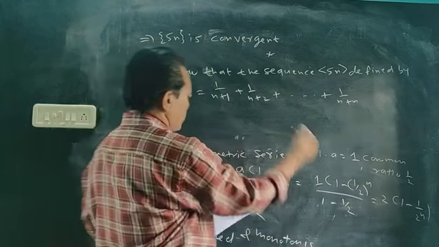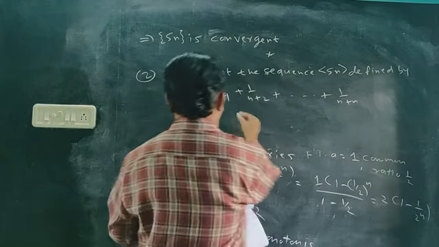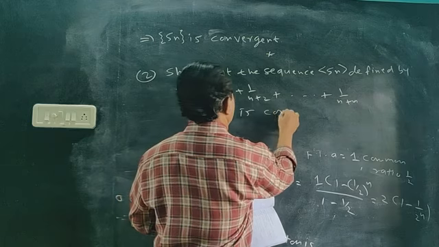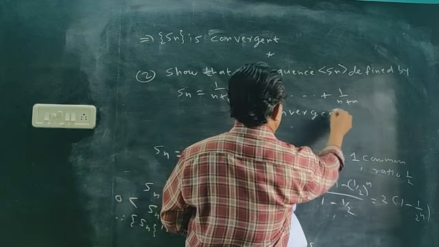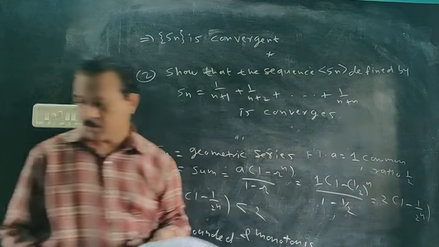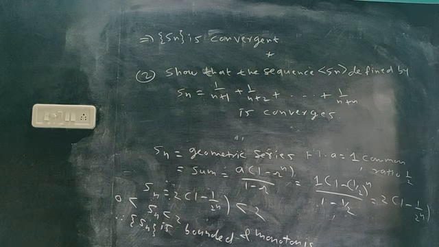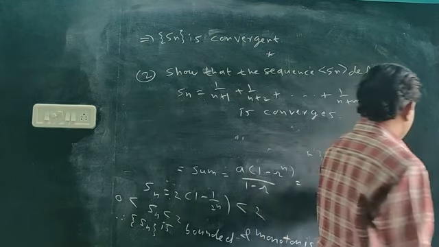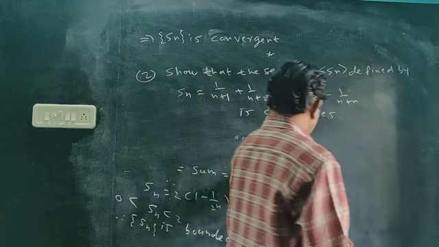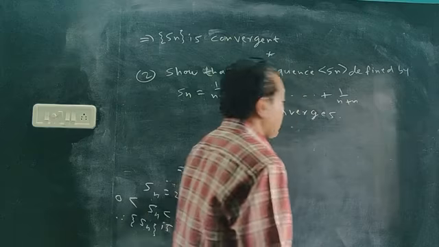n plus 1, n plus 2, n plus 3 and so on. Show that it converges. So the same technique: bounded and monotonic, increasing or decreasing, one of them. Increasing we always use.